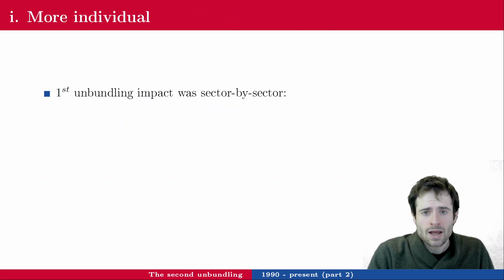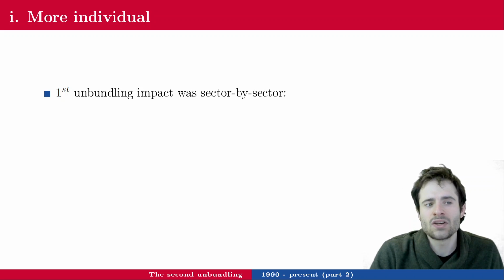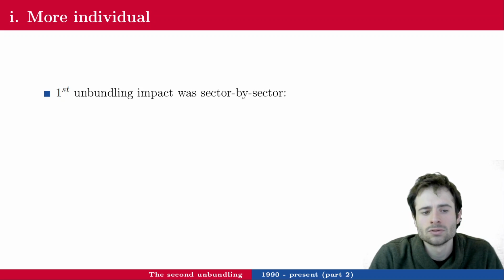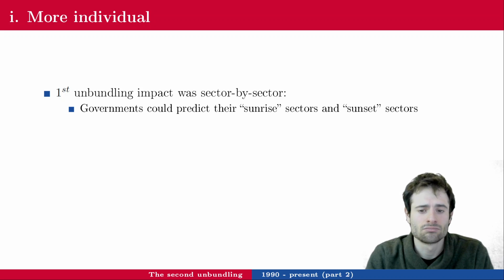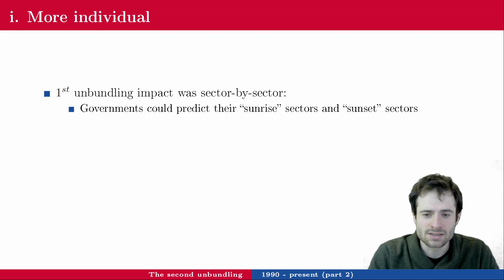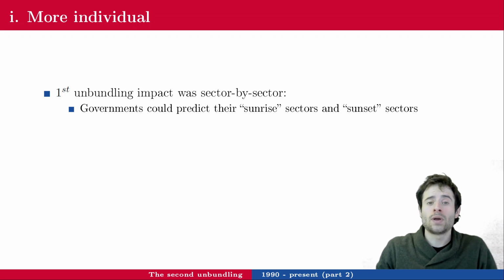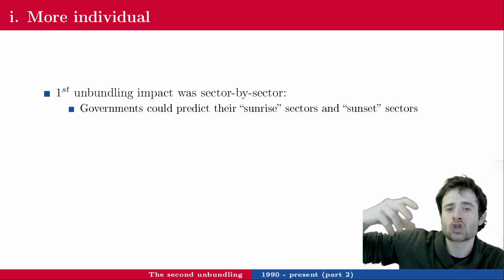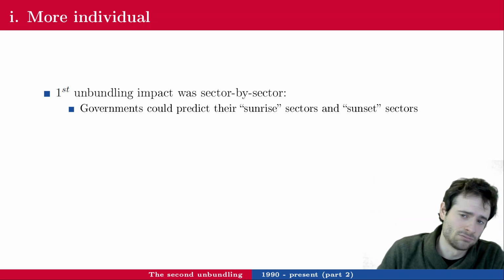So the first one is that the second unbundling is more individual. Its impact is more individual than the first unbundling. The idea of the first unbundling impact was that it happened sector by sector. So governments could predict what sunrise sectors were and what sunset sectors were. A sunrise sector is a sector that is going to improve as the sun rises. So the sun is going to shine on those sectors. Whereas a sunset sector is a dying sector.